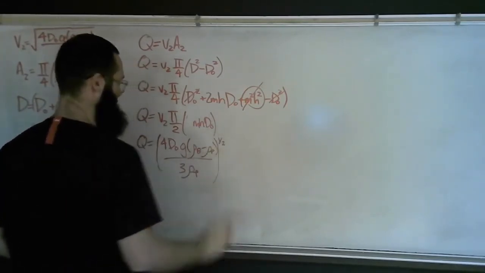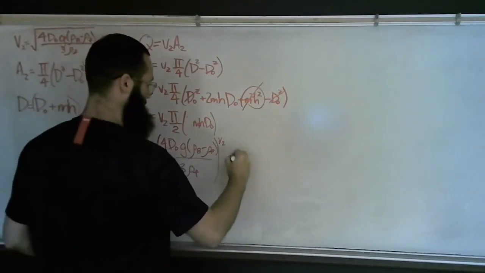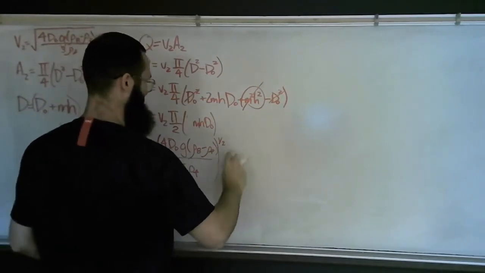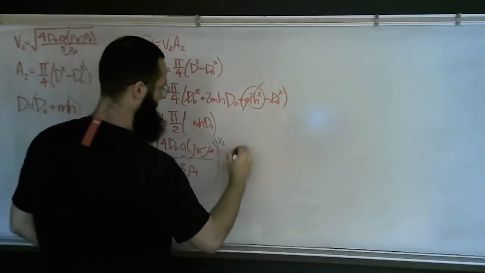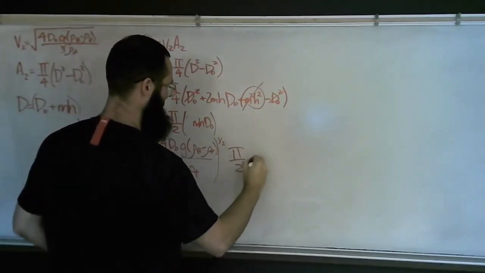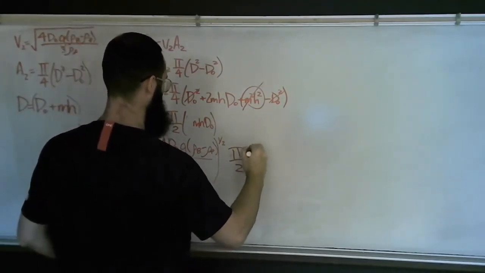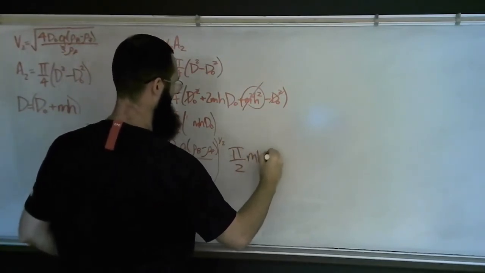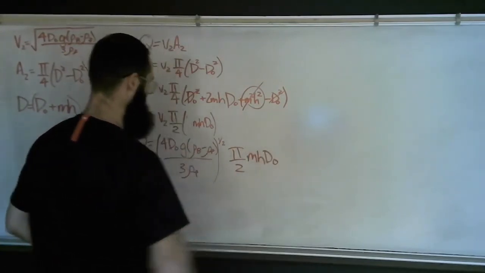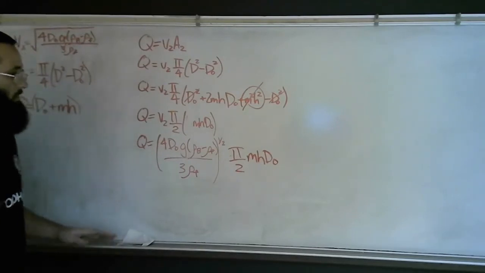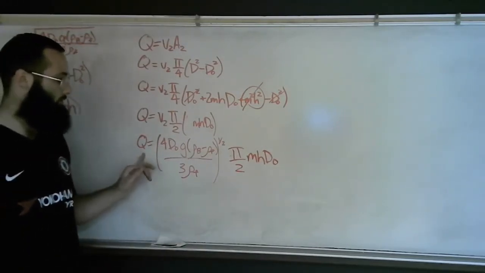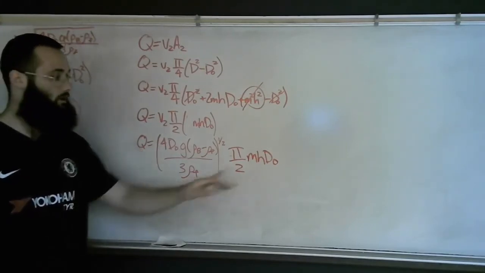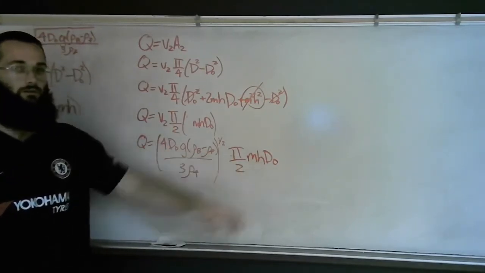And this whole thing will be raised to the 1/2, times pi over 2, n h d naught. So this will be our final expression that relates volumetric flow rate of the fluid to the height at which the ball achieves.